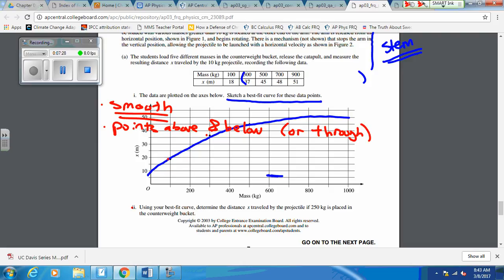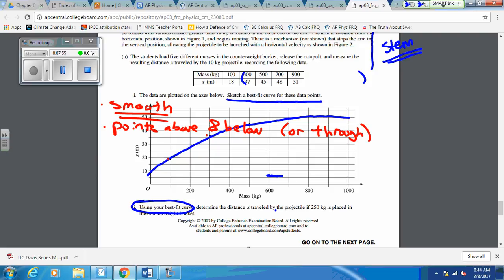Using your best fit curve, determine the distance x traveled by the projectile if 250 kilograms is placed in the counterweight bucket. This phrase, using, is one of my favorite phrases because it focuses my attention on how I am supposed to do this. I am not supposed to use any of the information in the stem. I'm supposed to only use the best fit curve. And so I consider how I might do that.